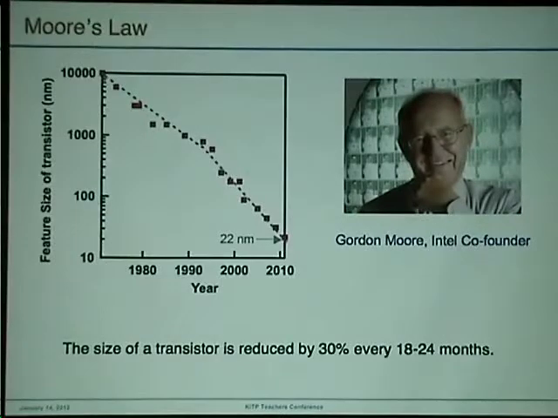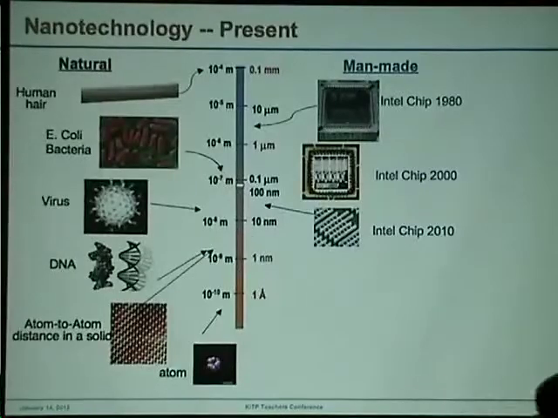Another version of Moore's law is that the size of a transistor is reduced by 30% every 1.5 to 2 years. And you can see that around 2010, 2011, it went down to already 22 nanometers in size. So you can look at the scale of naturally occurring things and man-made things.